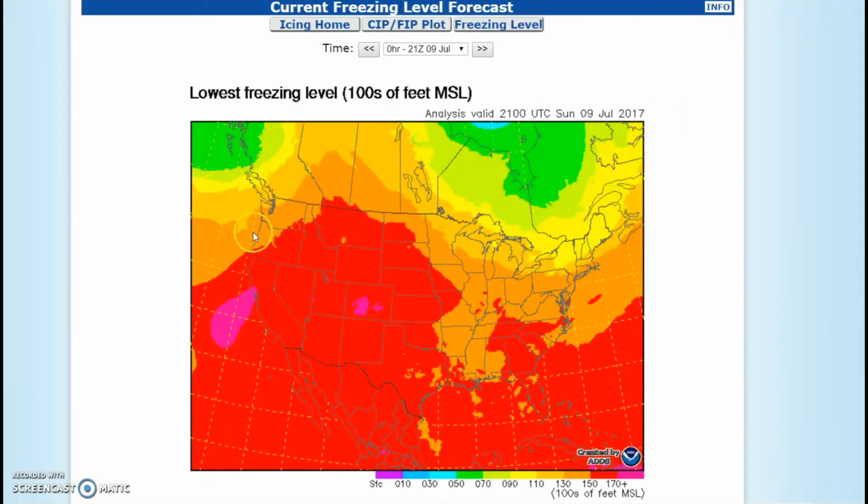Freezing levels, they're really high up at this time. We're around 15,000 to 17,000 feet MSL. Over Minnesota, it goes down a little bit to 130 to 150, that's hundreds of feet MSL. But it's fairly consistent across most of the country between 130 and 170 in hundreds of feet MSL. So 13,000 to 17,000 feet MSL across the nation.